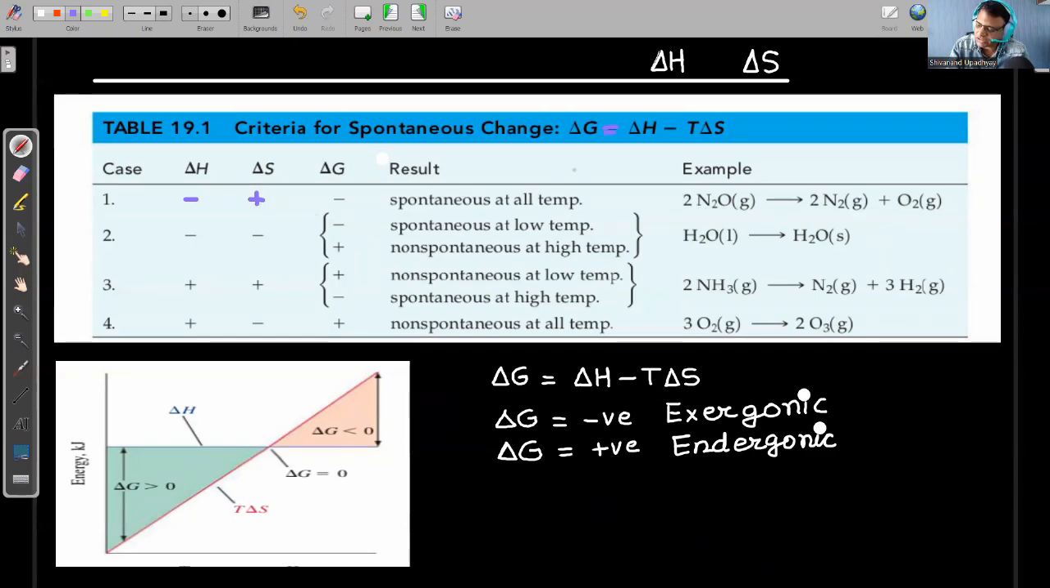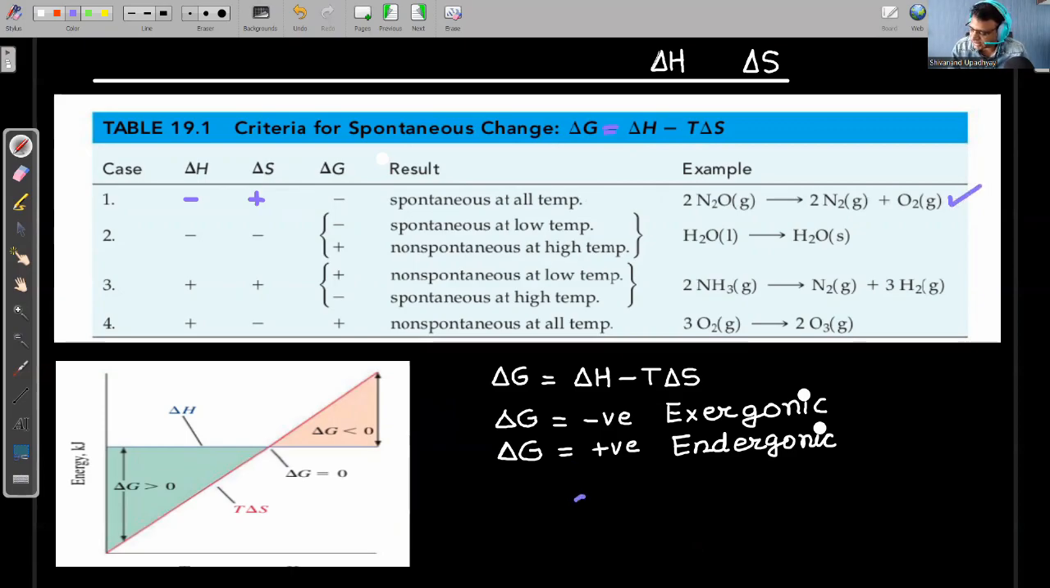So if I put it in this equation, delta G is equal to delta H minus T delta S. Delta H is negative and delta S is positive, which means this delta G is always negative. So that's why this reaction is always spontaneous at all temperatures.